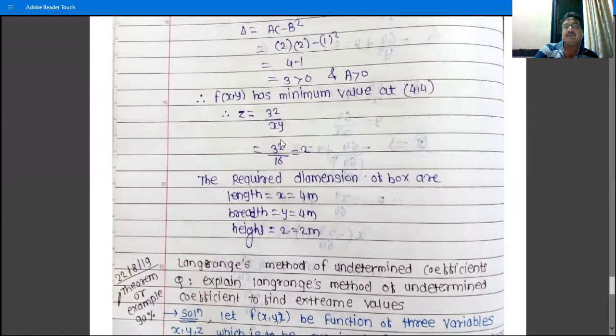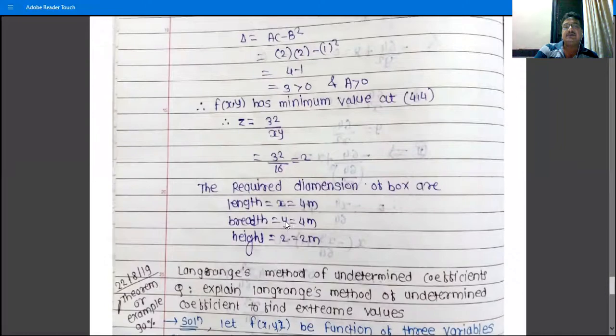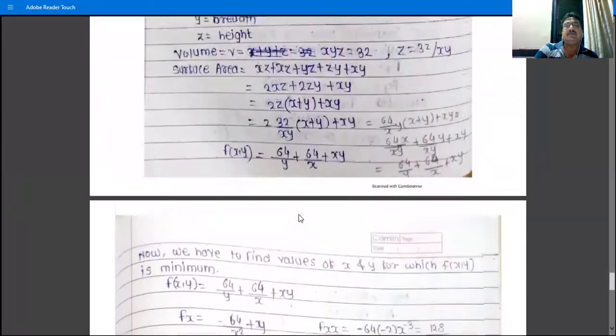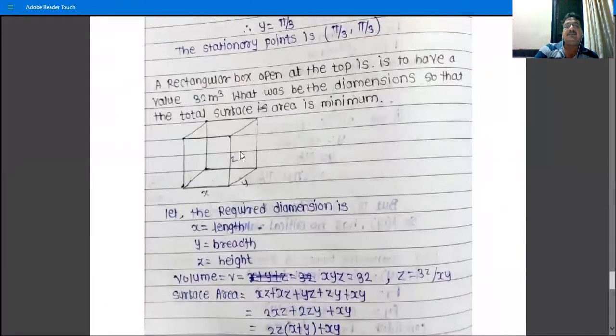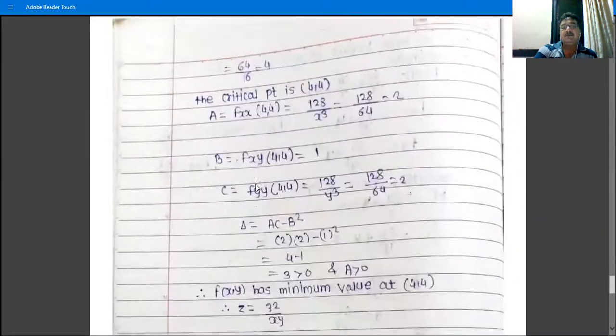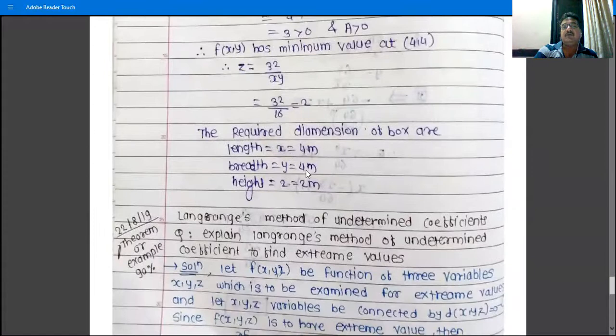The required dimensions of the box are what? x is 4, y is 4, and z is 2. So these are the values of length, breadth, and height, or dimensions of the box. If it remains at these dimensions, then the surface area becomes minimum, and the volume is 32. If we find the volume of this box, then 4 into 4 into 2 becomes 32.